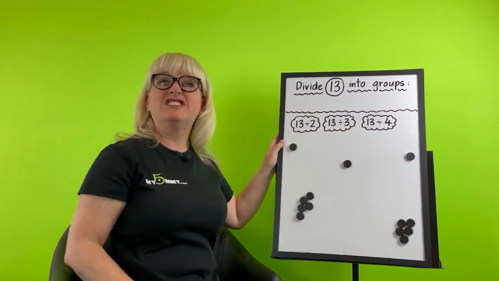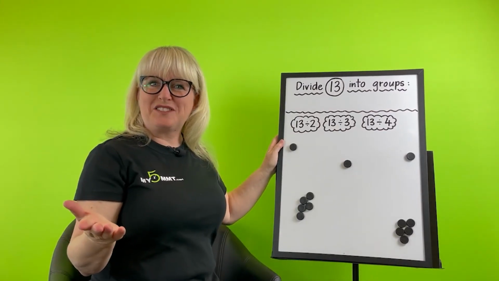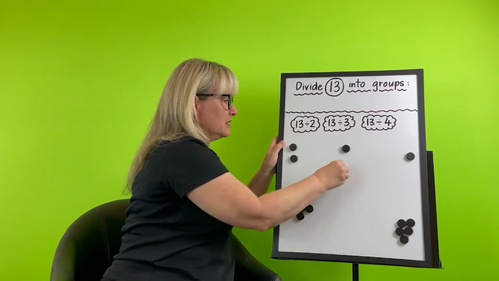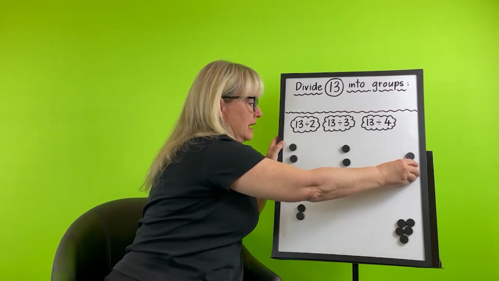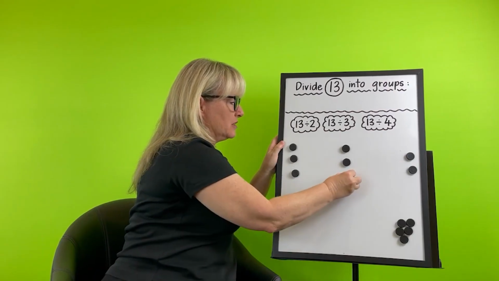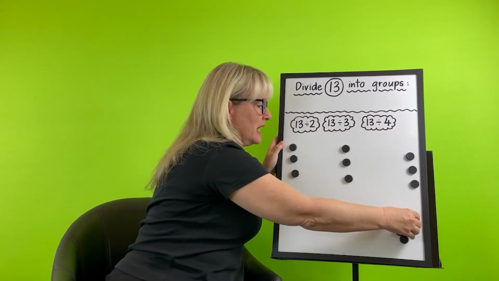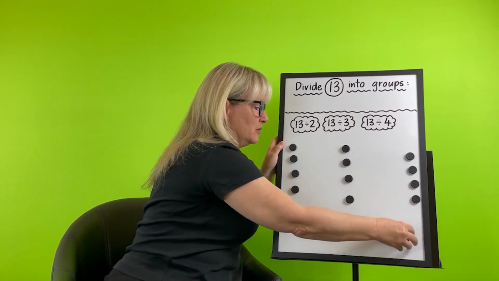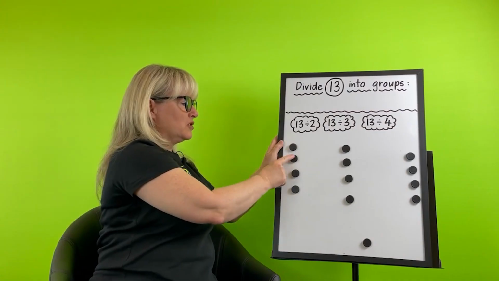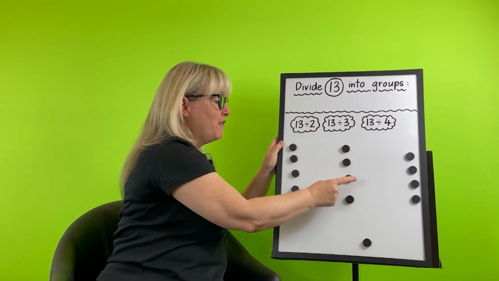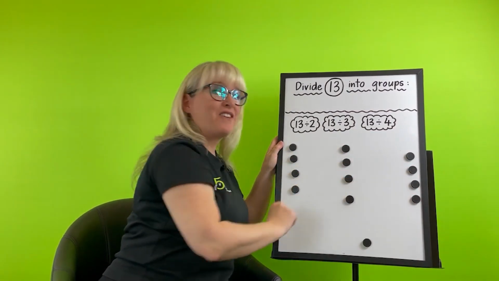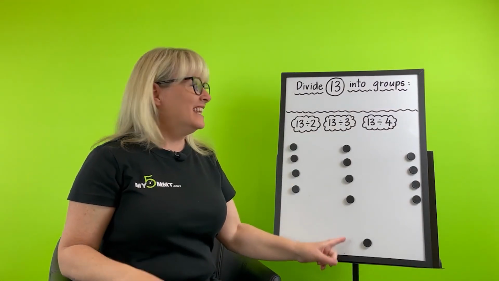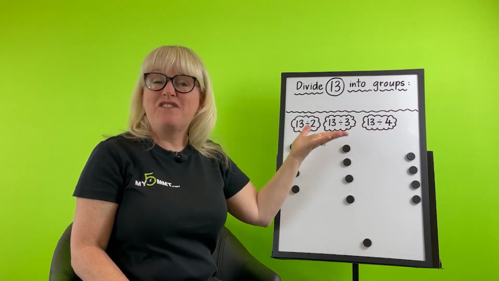13 divided into 3 groups. Will there be a leftover? Let's see. We've got another counter going to each of our groups, and then another counter going to each of our groups, and we keep sharing and we discover such interesting facts by doing this, because look, there's 1, 2, 3, 4 in this group, 4 in this group, 4 in this group and 1 remaining. It's a remainder. Let's try 13 divided into 4 groups.